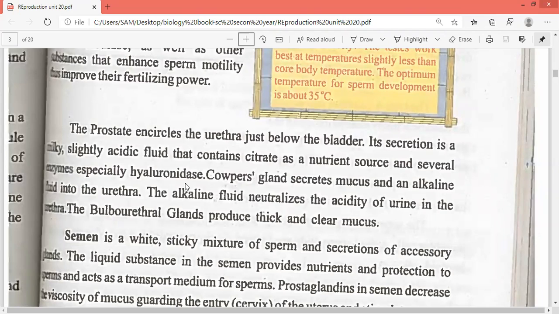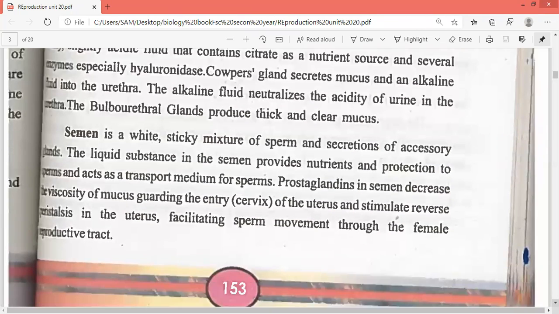Cowper's gland secretes mucus and an alkaline fluid into the urethra. As you know, the route for sperm and urine is the same. The fluid that comes out during ejaculation and urine share the same route. The alkaline fluid neutralizes the acidity of the urine in the urethra. The bulbourethral gland produces thick and clear mucus.